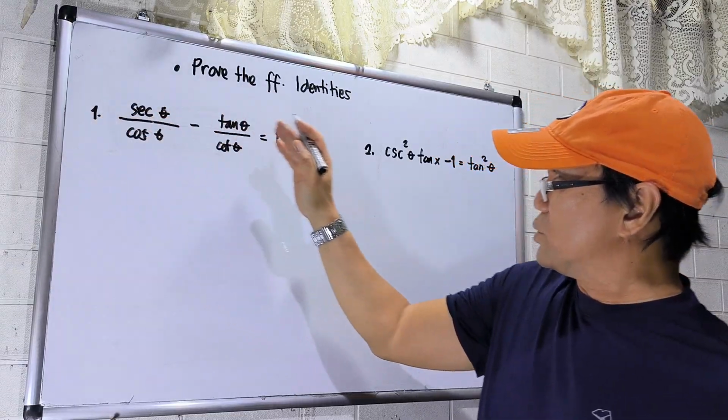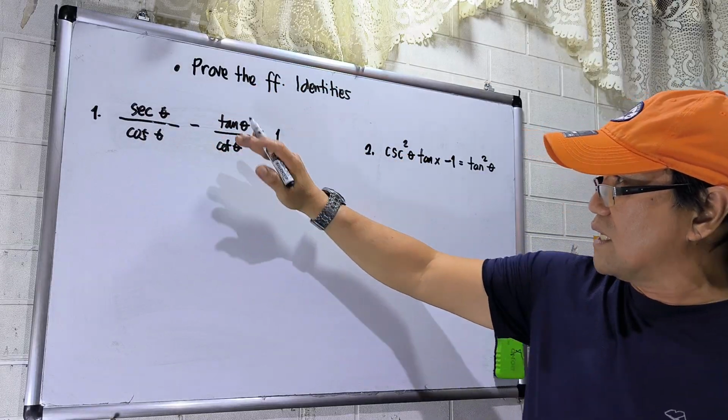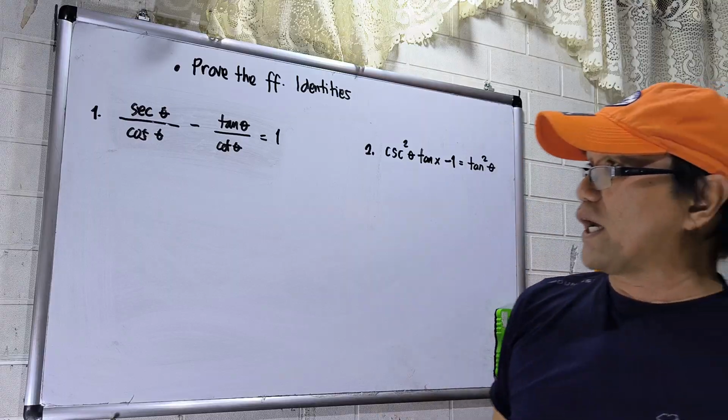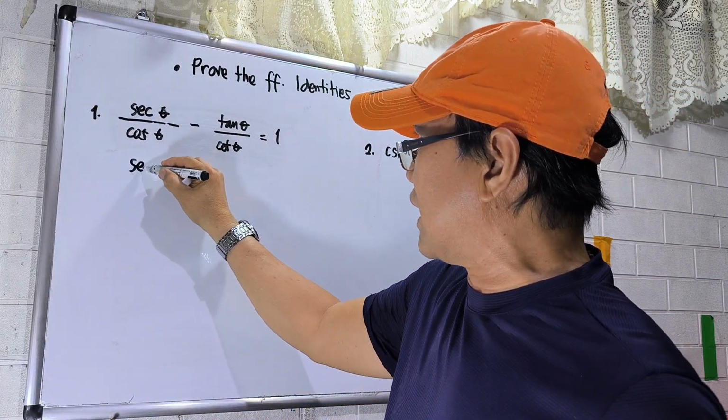I have here 1 and 2. Prove the following identities. So we have secant, tangent, cotangent, and so on. Let us review first the value of secant theta.